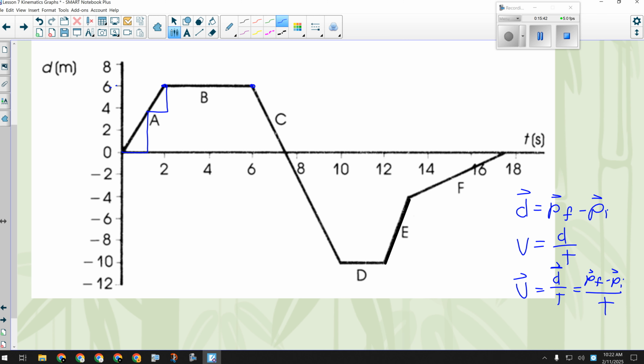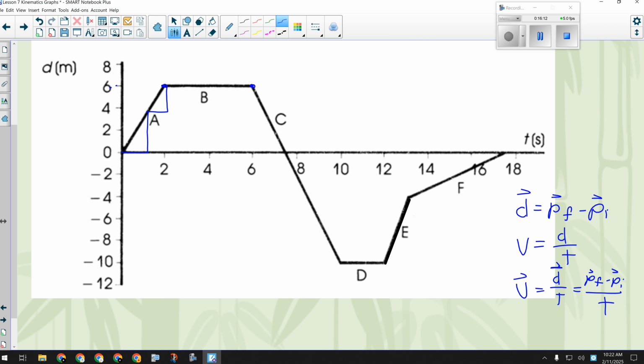If this whole trip takes 18 seconds, what's the total displacement of this object? Zero. What's its initial position? 0. What's its final position? 0. Okay? Now 0 minus 0, last time I checked, was 0. So, okay, the change in position, the displacement, is 0.